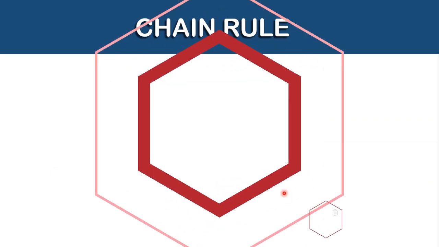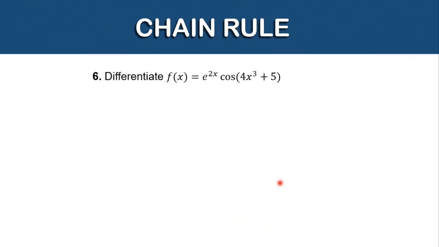For our example number 6, differentiate f of x is equal to e raised to 2x cosine of the quantity 4x cubed plus 5. And as you can see here, we have two functions or two parts. And this is the product of the two. This is the first part, e raised to 2x. And the second part is cosine of the quantity 4x cubed plus 5. And in this example, this is a product. So we're going to use the product rule, which is uv prime plus vu prime.